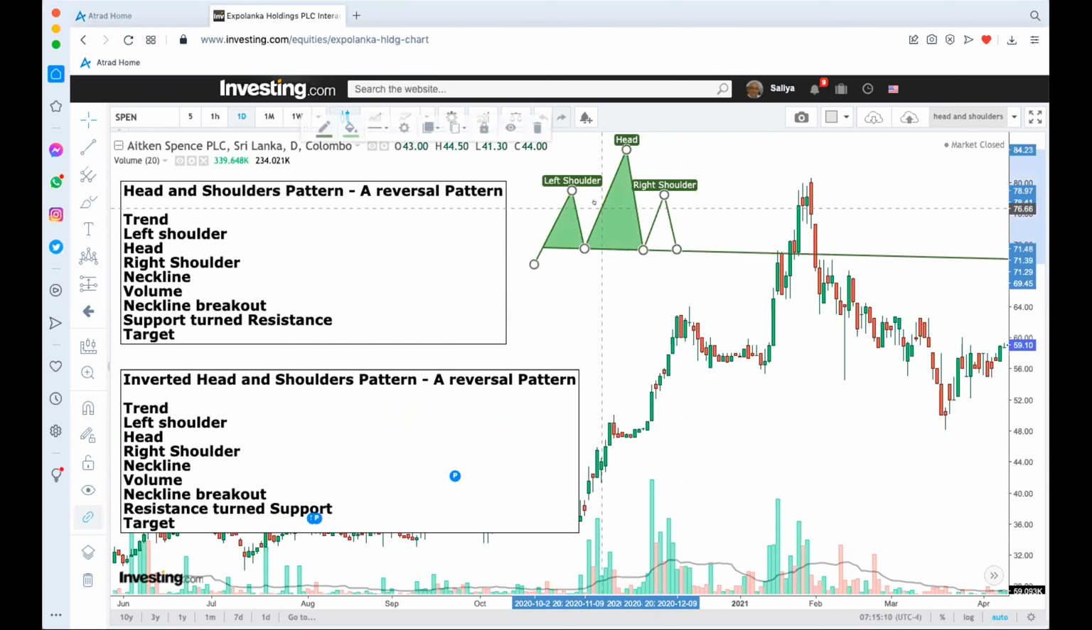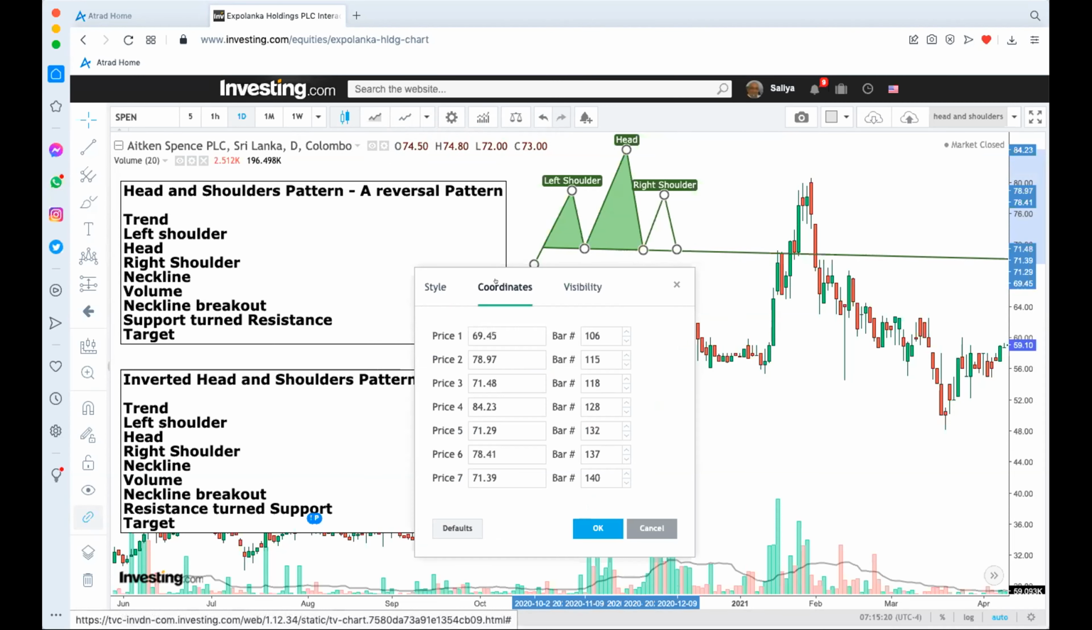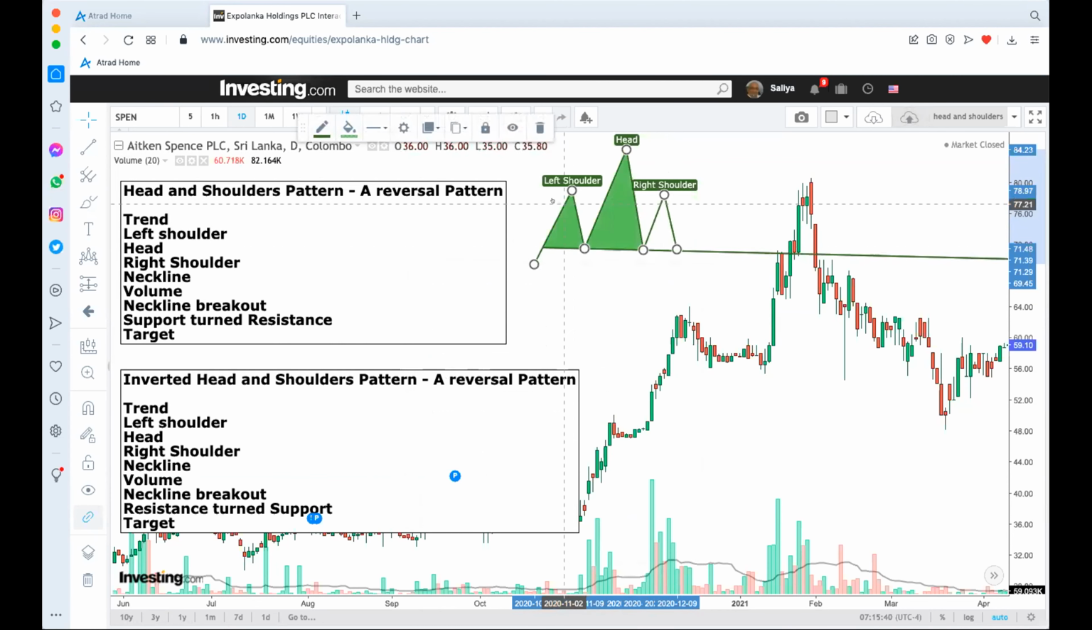At the same time, when you click, you can use this format or settings icon and change the colors the way you want. Also, here you have the coordinates, meaning the starting point, then this top, then this bottom, then this high, then this bottom, then this high, and this low. Those are the price areas. If you want to be precise, you can change them. So this is how you do the regular head and shoulder formation, right?